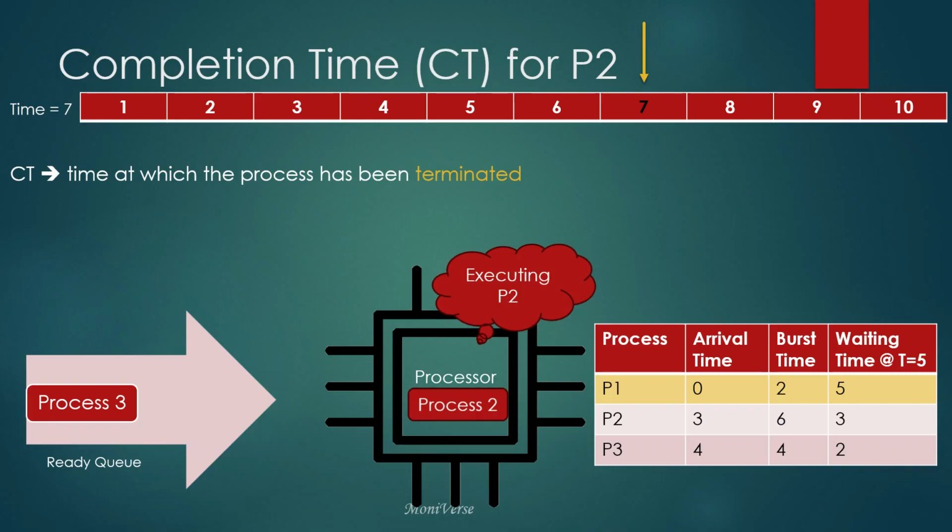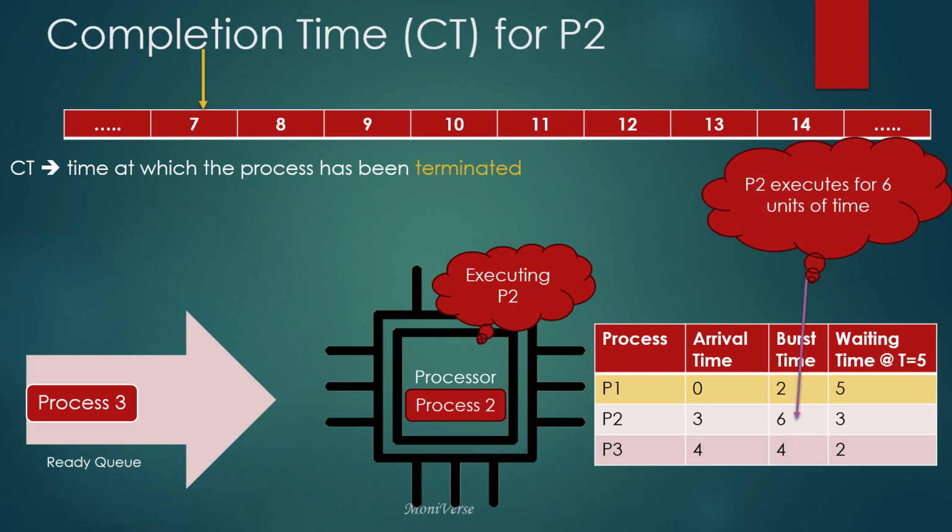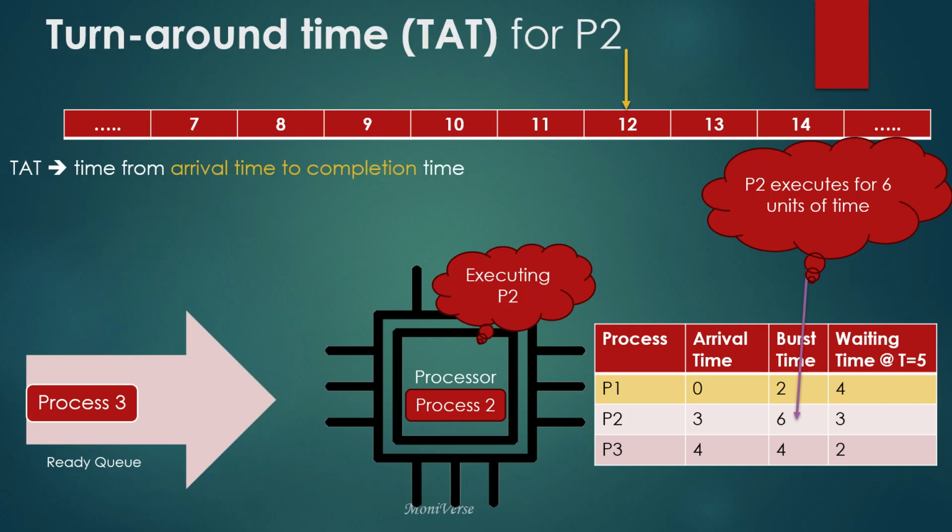Now it is being executed. As we see here, process 2 has a burst time of 6 units of time, right? So it will go on executing from 7 to 12. It is 6 units: 1, 2, 3, 4, 5 and 6. At this time it will be completed. So the completion time of P2 is 12.